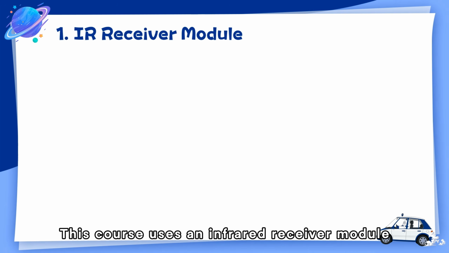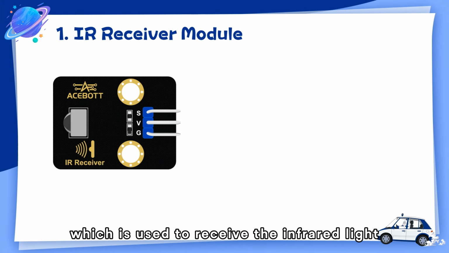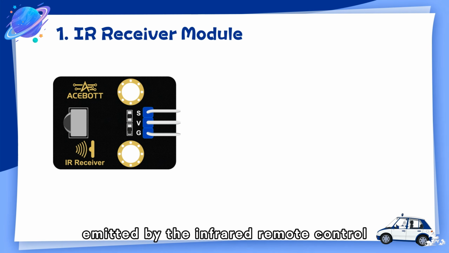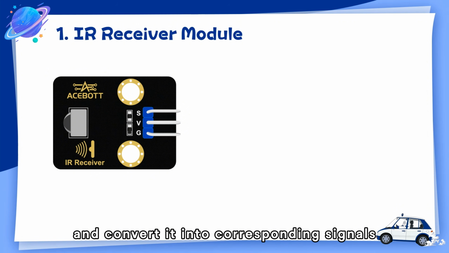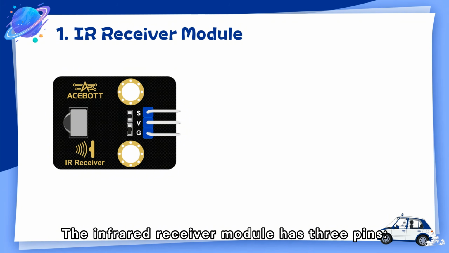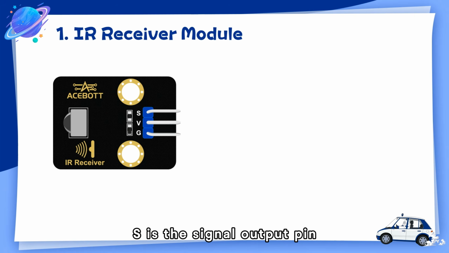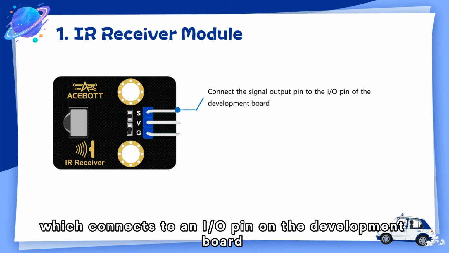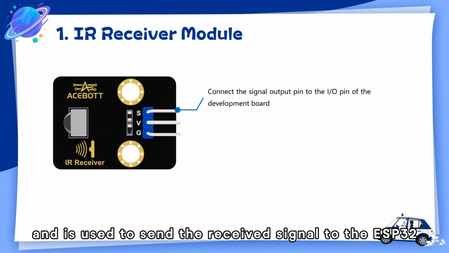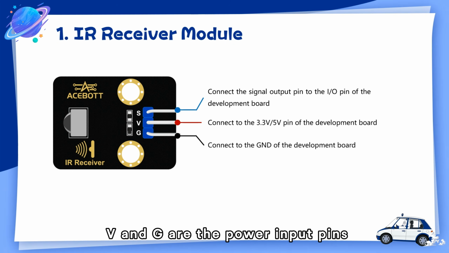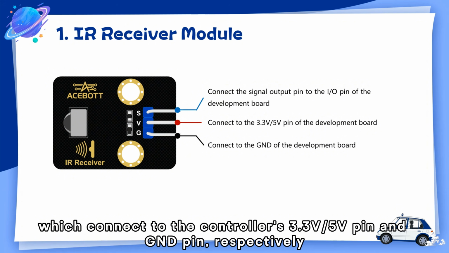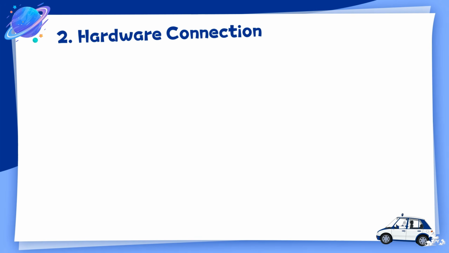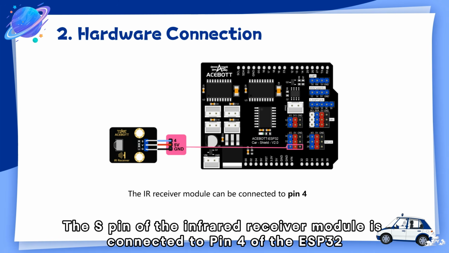This course uses an infrared receiver module, which is used to receive the infrared light emitted by the infrared remote control and convert it into corresponding signals. The infrared receiver module has 3 pins. S is the signal output pin, which connects to an I/O pin on the development board and is used to send the received signal to the ESP32. V and G are the power input pins, which connect to the controller's 3.3 volts or 5 volts pin and G and D pin, respectively. The S pin of the infrared receiver module is connected to pin 4 of the ESP32.